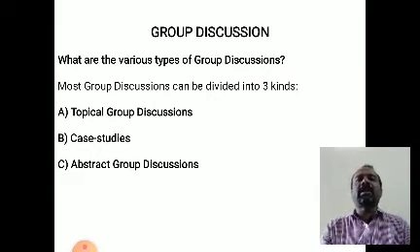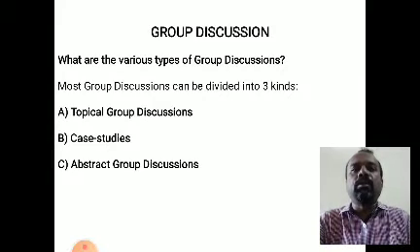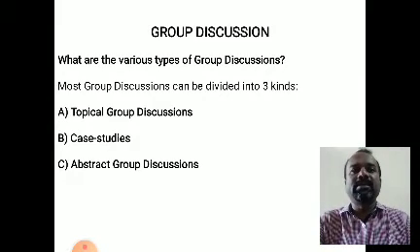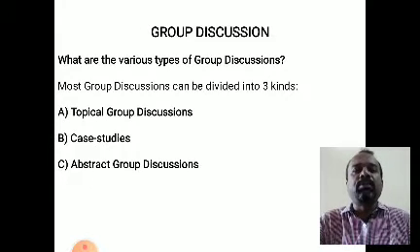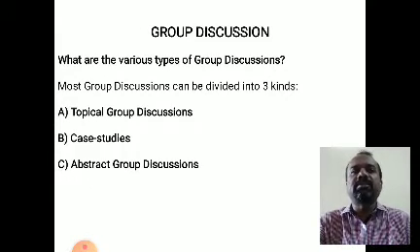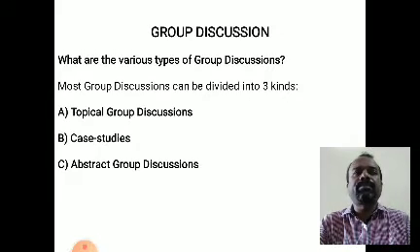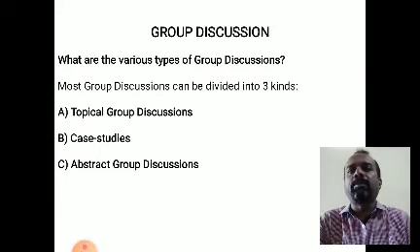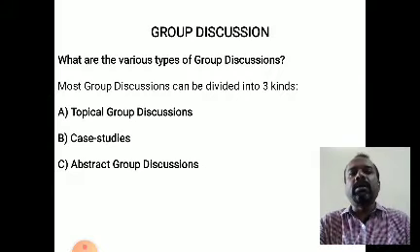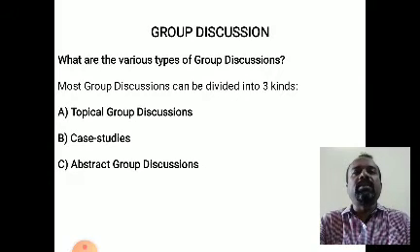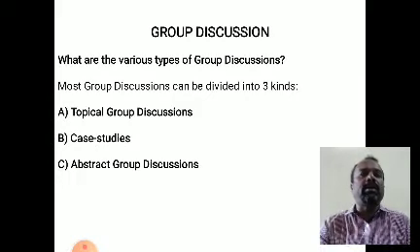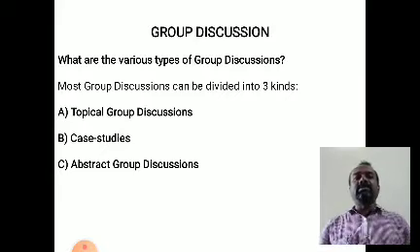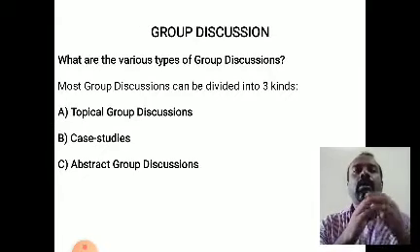Number three is abstract group discussion, so called because it offers no definite framework for the topic and hence no definite direction for the discussion. Instead, participants are required to interpret the topic in their own ways and demonstrate innovative thinking. Such topics could be a single word, a short cryptic sentence, or even an image.